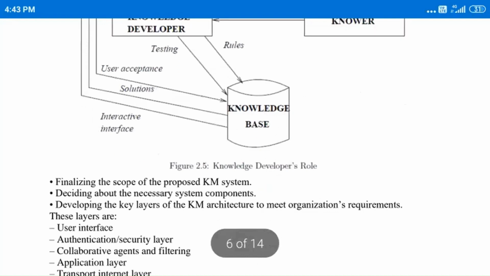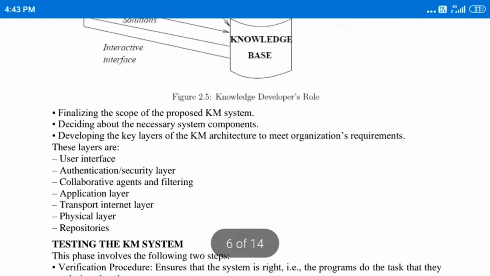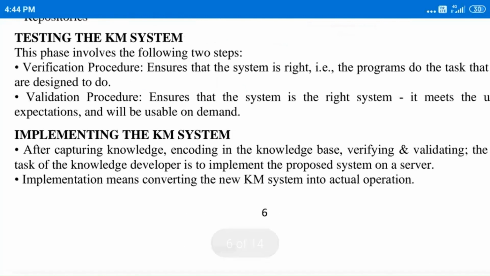So then comes the testing of the knowledge management system. When we are talking of testing, we are mainly concerned with two procedures. First is the verification process. It ensures that the system is right. For example, this project might be an app based project or a website based project. If it is an app based project, is every link, every button functional, if we are using a touch screen on mobiles, or if it is a website, is every link working, is it giving the output or not.